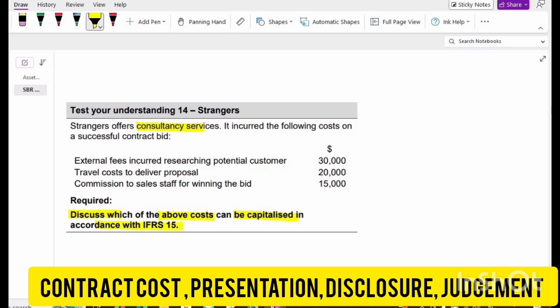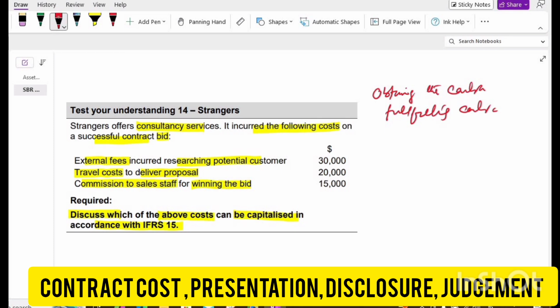Now the question is, a company provides consultancy services and incurred the following costs on a bid that was unsuccessful: external fees incurred in researching a potential customer, traveling costs to deliver the proposal, and commission to sales staff for winning the bid. Clear? We have already discussed that you have to capitalize all the costs that are directly related to obtaining the contract or fulfilling the contract.